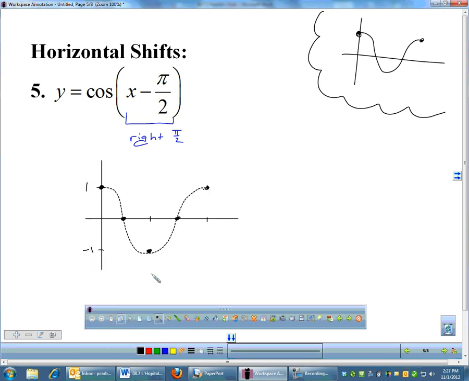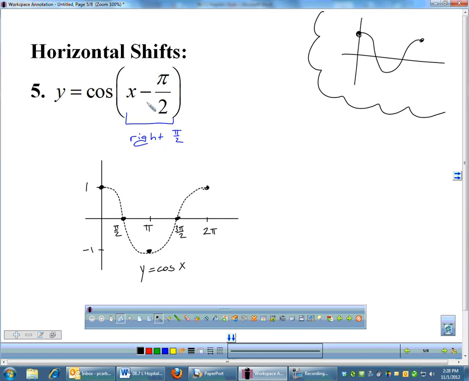So I'm going to go ahead and label my original points. My period is 2 pi. Middle of that is 1 pi. This right here is pi over 2. And we cross here at 3 pi over 2. And this black graph is just the graph of y equals cosine x. There's nothing fancy with that. That's just your basic cosine graph. Now I need to shift right pi over 2.